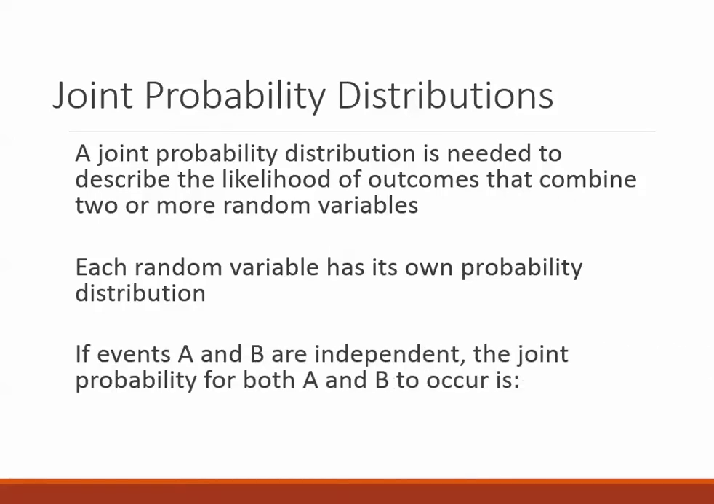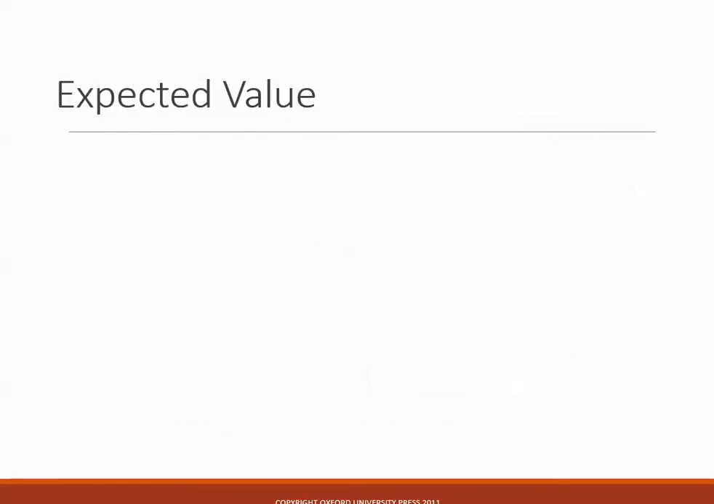So if events A and B are independent, the joint probability for both A and B to occur is, and this is the notation, P of A and B, the same as the probability of A times the probability of B, which we know with decimal numbers will always give me a smaller number. So there's a smaller probability that they will happen together than the probability that they will happen separately.